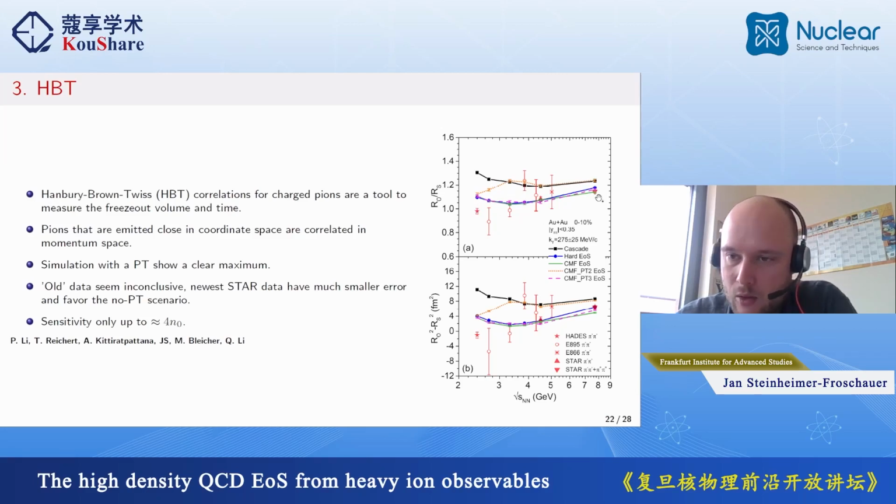And if you now look at the data, the data down here has very large error bars, which is a problem. So you cannot say whether it fits this or this. However, there are these two little triangles here and here, which are the newest STAR data points with very small error bars, and they seem to indicate a rather stiff equation of state. So again, you only see sensitivity up to 4 times ρ0, 4 times saturation density, but still there are differences, and it's consistent with the flow.